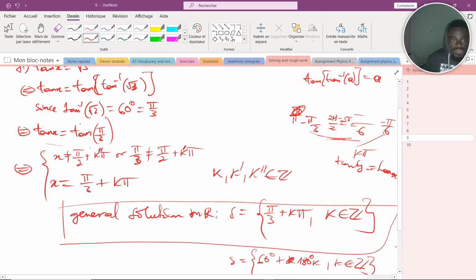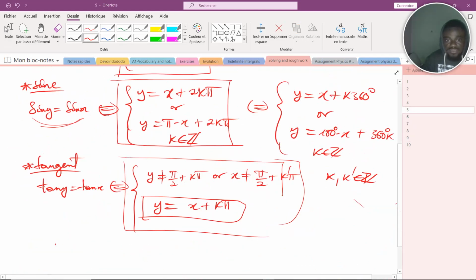So for this to have a solution, x and pi on 3 must not first of all be equal to odd multiples of pi on 2. From there, after putting the condition, we then put the general solution, which is x being equal to pi on 3 plus k pi, as the general solution of tan. That's it. I hope you get what I'm saying. So I'll call this k second prime, with k second prime belonging to the set of integers. Is that okay?